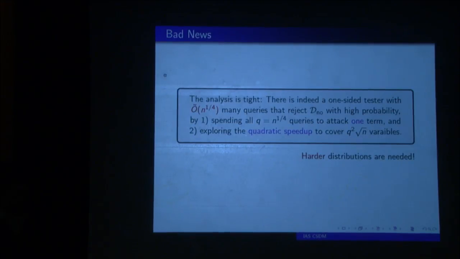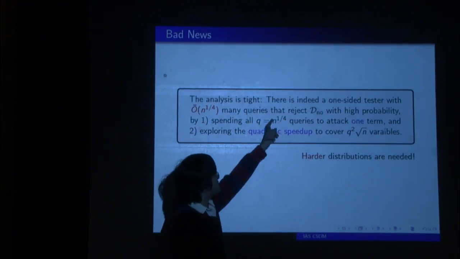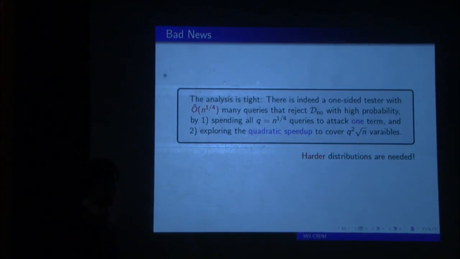And I said earlier, the analysis is tight. You can actually come up with a one-sided tester that rejects the no distribution with high probability. The tester basically, like I said, spends all the queries to attack one term, and somehow uses this quadratic speed up phenomenon to search through q squared times root n many variables in order to find that special variable you flipped. If it's in one of these variables, you will see a violation.